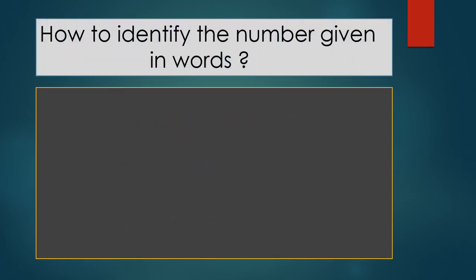Our next example is two hundred seven. First, write the places: ones, tens and hundreds. Two hundred means the digit in the hundreds place is 2, and the digits in the tens and ones place are 0 and 7. So the number is written as 207.